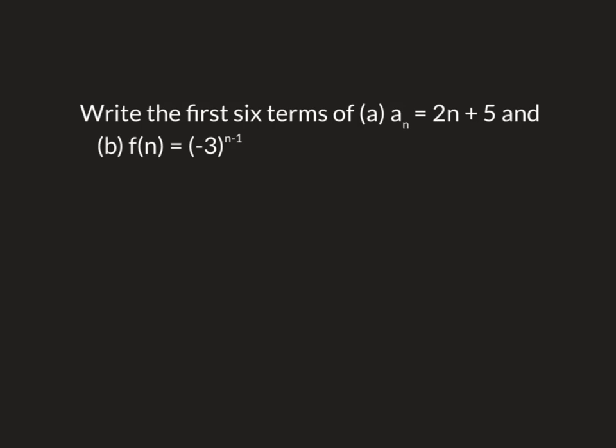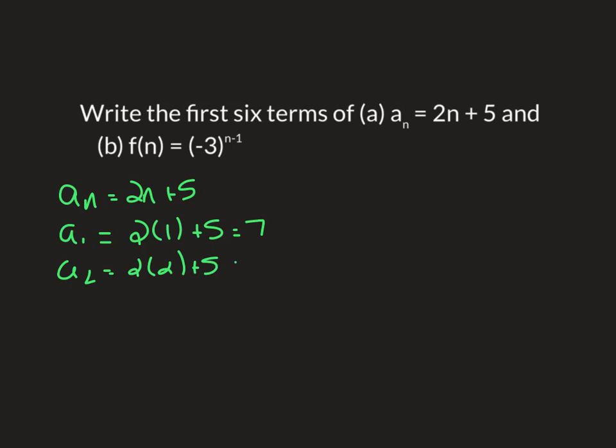Okay, the first one, the rule is a sub n equals 2n plus 5. So all you do is this. To find the first term, you're going to put a 1 where the n is. So I'm going to do 2 times 1 plus 5. That's 7. A2, do the same thing. Put the 2 where the n is. So 2 times 2 plus 5 is 9. A3, same thing. Put the 3 where the n is. And it's going to be 11.